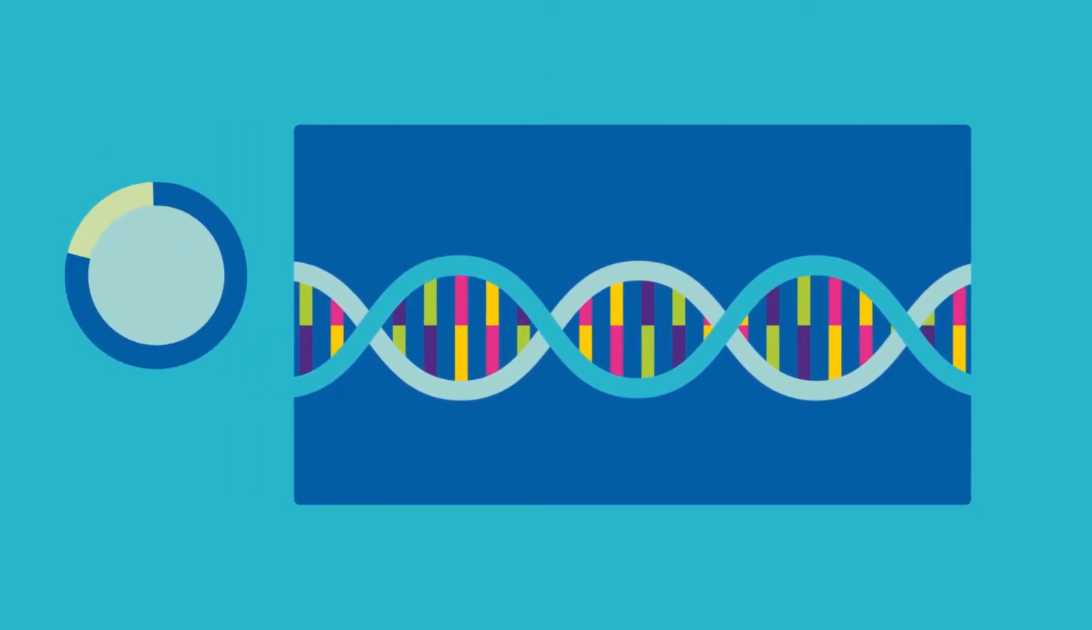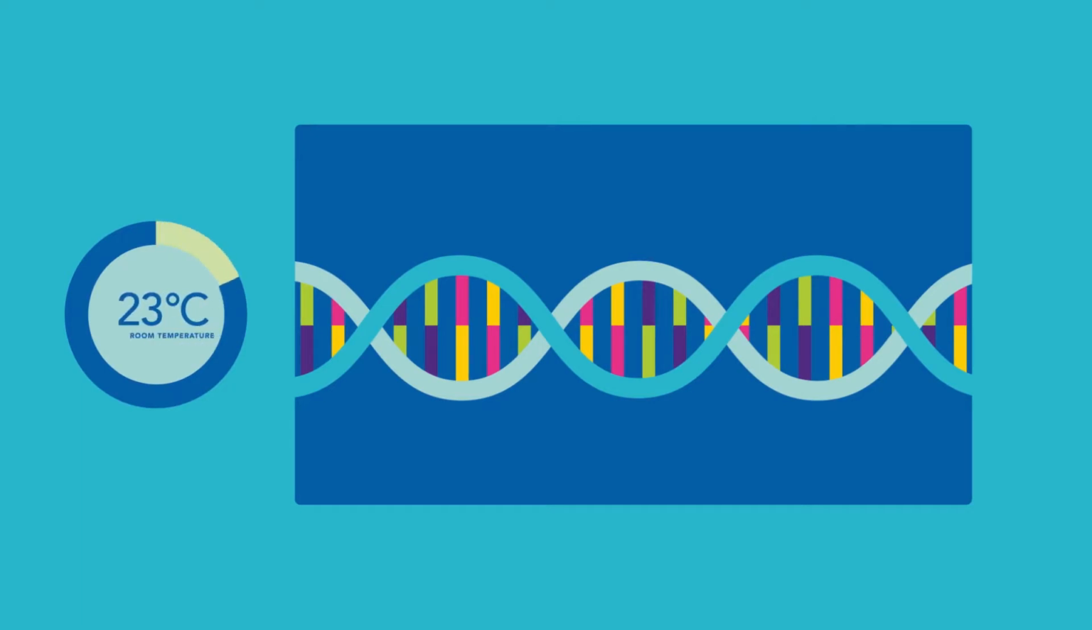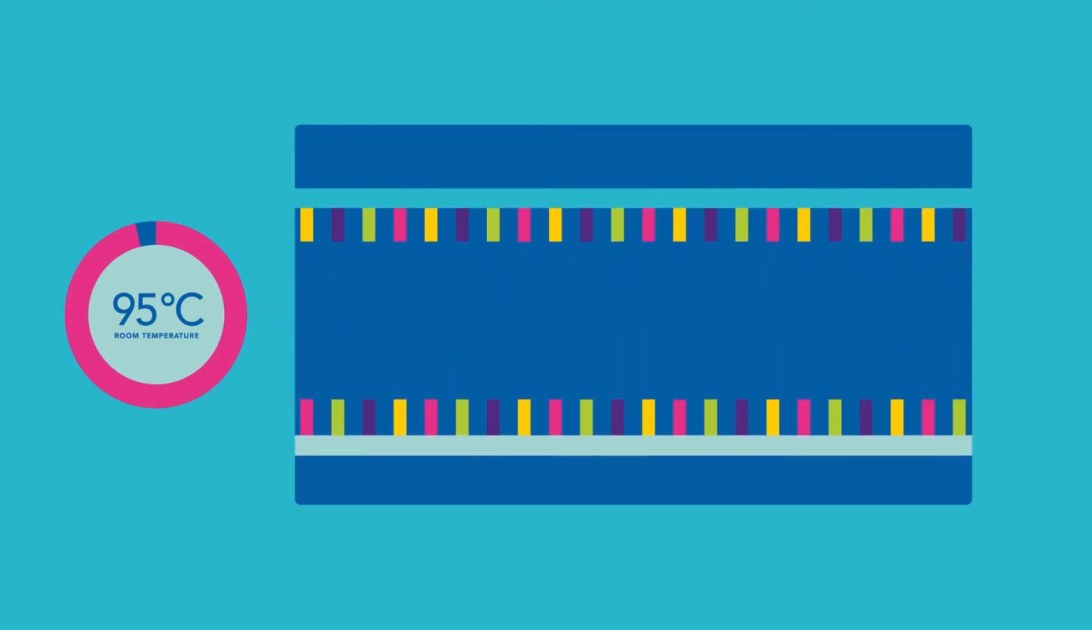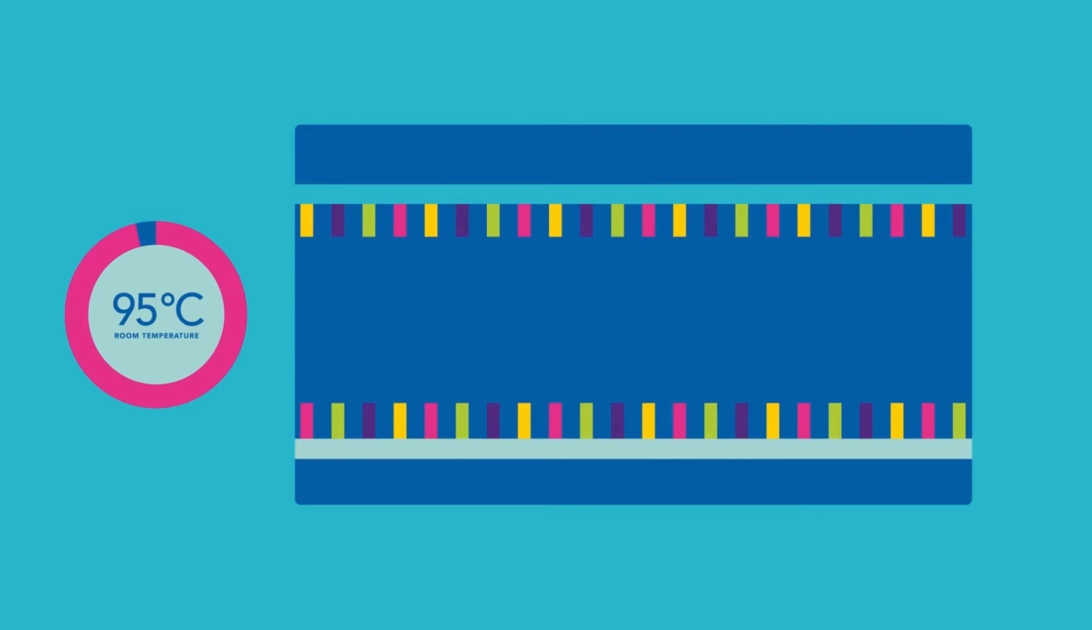Denaturation is the first step in the PCR reaction. The thermocycler heats up to roughly 95 degrees Celsius, which causes the double-stranded DNA helix to melt open into two single-stranded DNA templates. During the annealing step, the temperature cools to between 45 and 65 degrees Celsius.